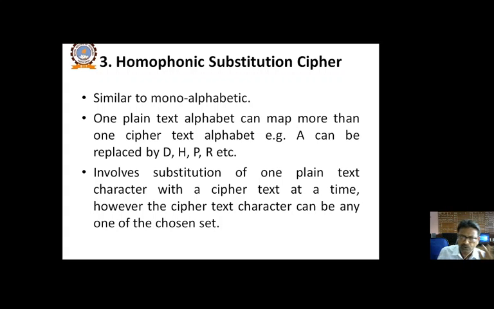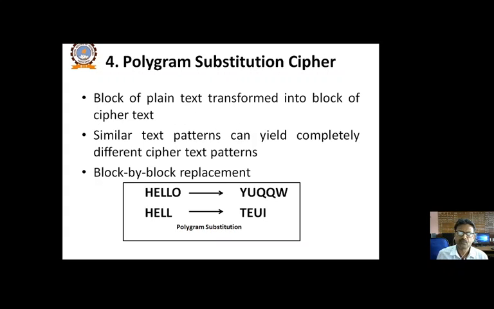So we have learned four methods: Caesar cipher, modified Caesar cipher, mono-alphabetic, and the homophonic. In Caesar cipher, 3 places down the line. In modified Caesar cipher, any places down the line. In mono-alphabetic, random substitution is being done. In homophonic, we have a certain set, and depending upon the condition, we can choose any character from the set to replace the individual character.